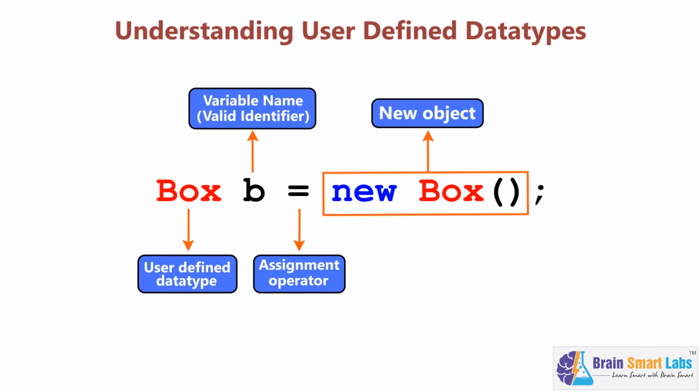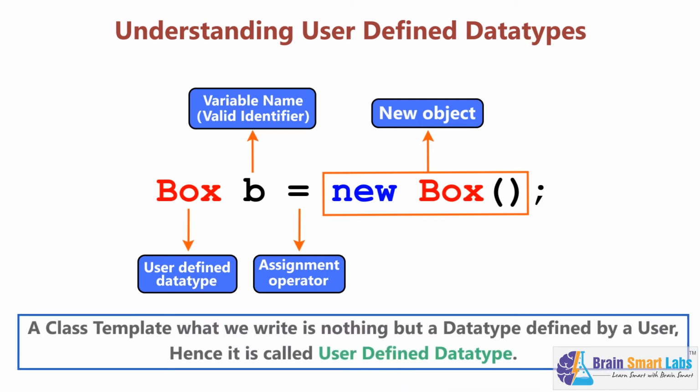If in case you are confused who is the user here, the user is you. Yes, you are the user who has defined what is class Box, and so Box is a data type created and defined by you in your program. By this we can understand a class template which we write is nothing but a data type defined by a user. Hence it is called a user defined data type.